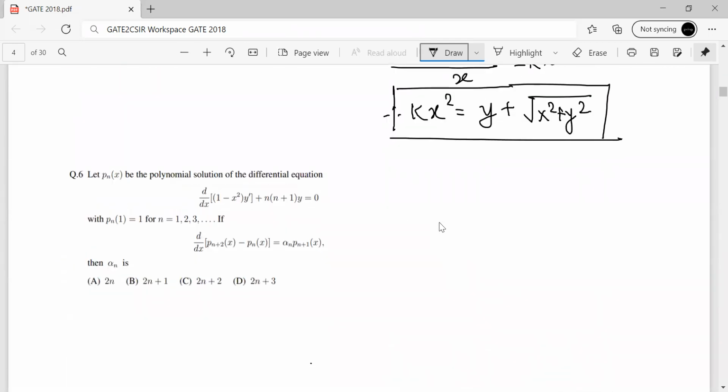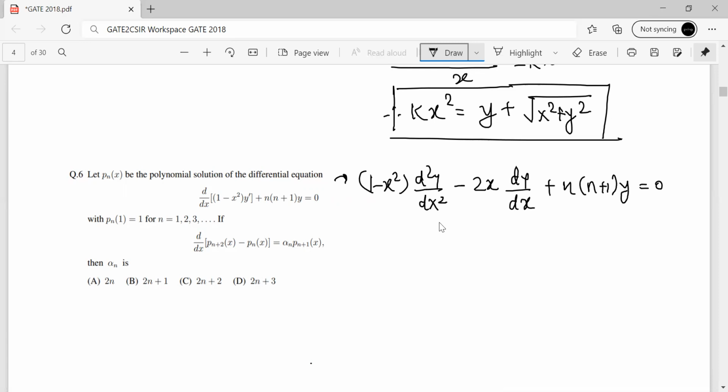Okay, now let's solve this one. Let Pn of x be the polynomial solution of the differential equation. Well, this given differential equation is the Legendre differential equation, given in compact form. So let us expand this form and write it down the way it is. The Legendre equation is given by: 1 minus x square times y double dash minus 2x dy over dx plus n into n plus 1 into y equal to 0.